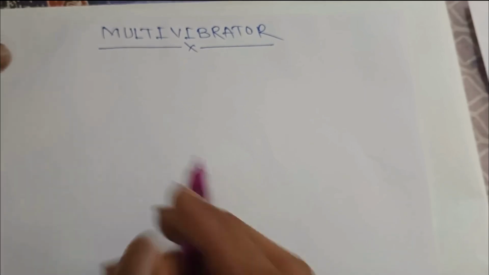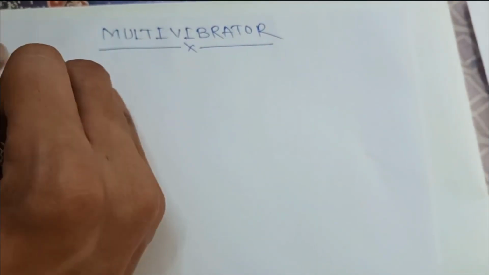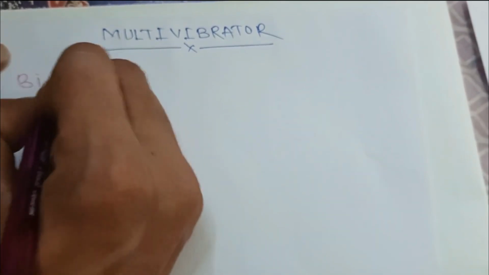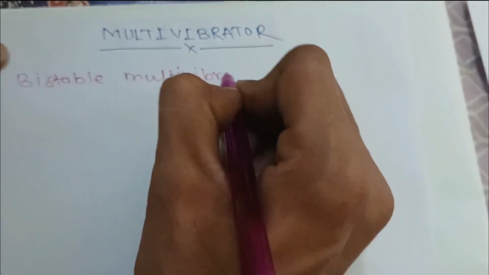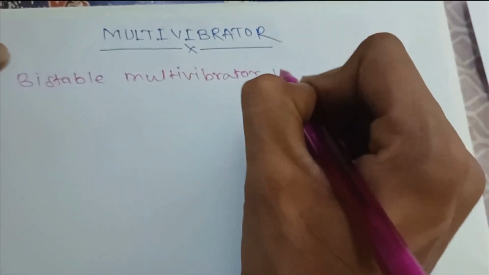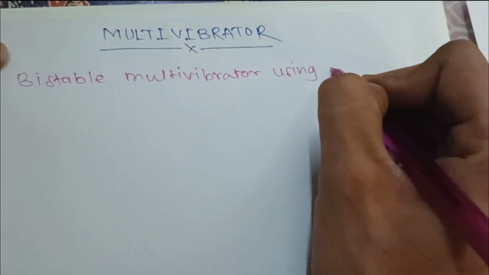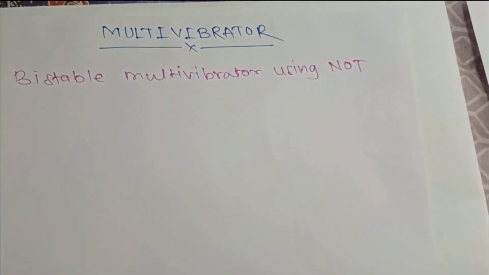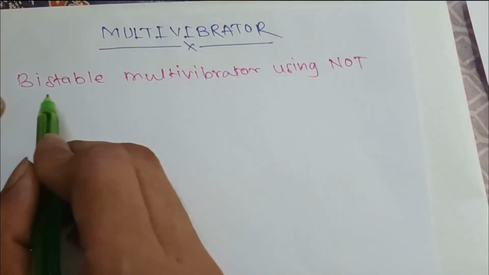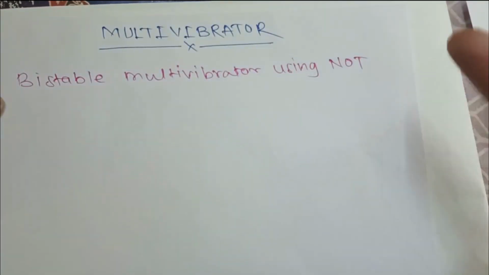Okay. So construction of bistable multivibrator using NOT gate. As we have seen in our last video, bistable multivibrator has two states. It will be 1 or 0. In both states, it is going to be stable.